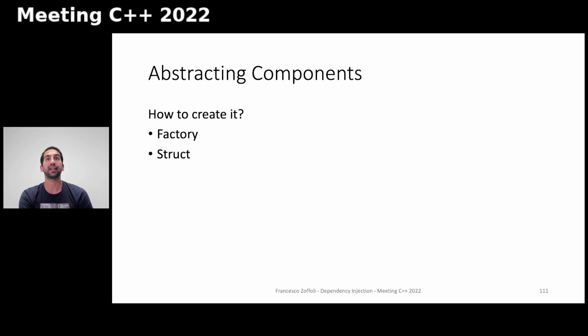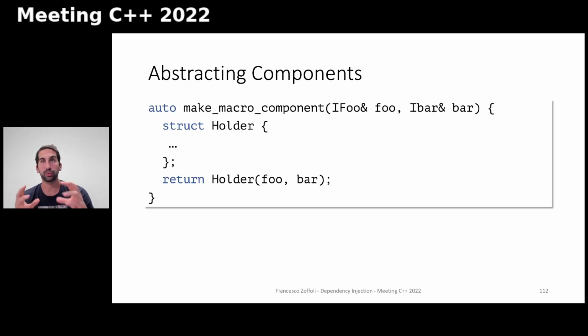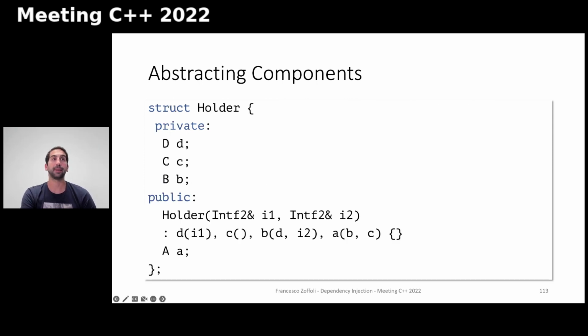So in that case, we can use the same pattern as we saw before with the holder struct, but instead of putting it into a shared pointer and using the aliasing constructor, we can just return the holder struct directly. You see that our making function takes the two dependencies that our macro component has and then returns just the holder, which is instantiated with the two dependencies. And this is how we will be creating our holder class.